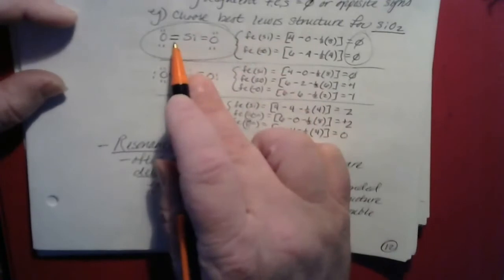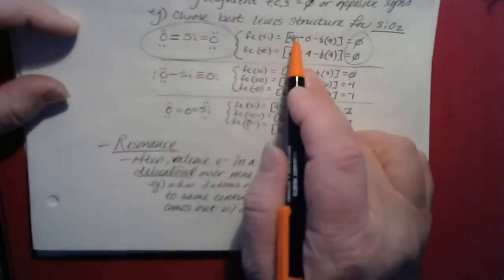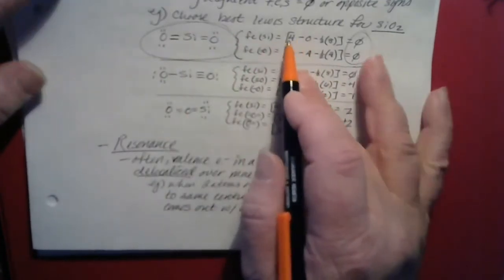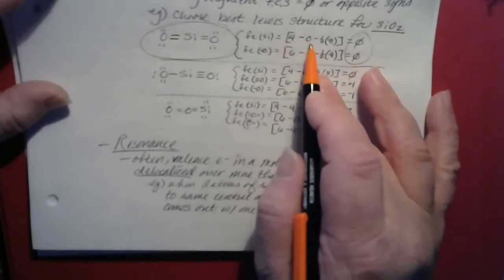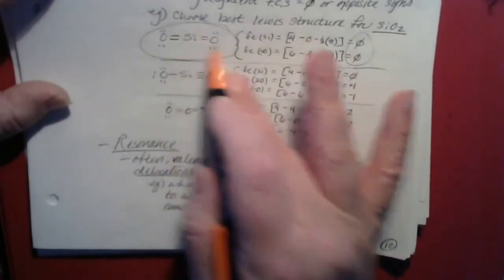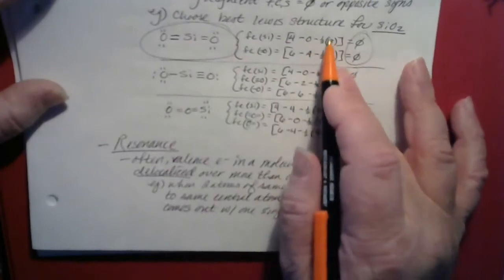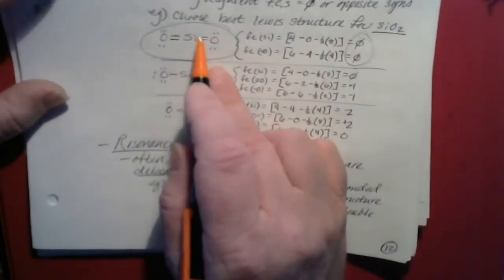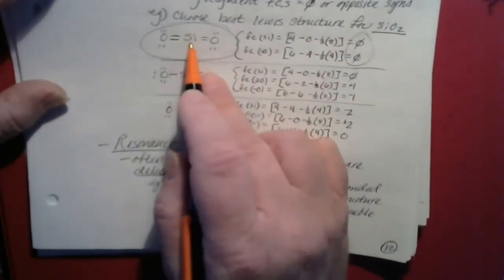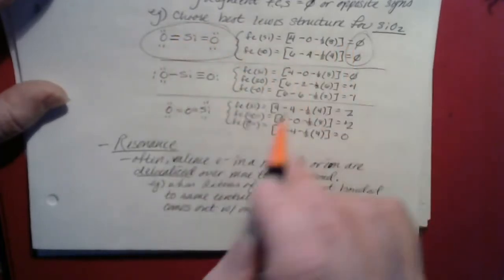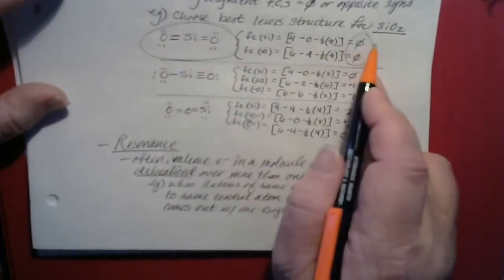The formal charge on the silicon in this first structure would be 4, because that's the normal number of valence electrons for silicon, minus the 0 lone pair electrons on the silicon, minus 1/2 of the 8 bonding electrons on the silicon. 4 bonds means 8 electrons. So 4 minus 4 is 0.